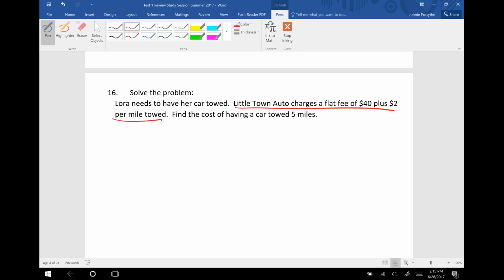The cost is dependent on the number of miles towed. So we'll say C equals, it's a flat fee of $40. So you're going to always pay $40 plus $2 per mile. So if you just towed it 1 mile, it'll be 40 plus 2 times 1. If it was 2 miles, it'll be 40 plus 2 times 2. So the number of miles is what's changing. So we're going to make that our variable. I'll call it X.